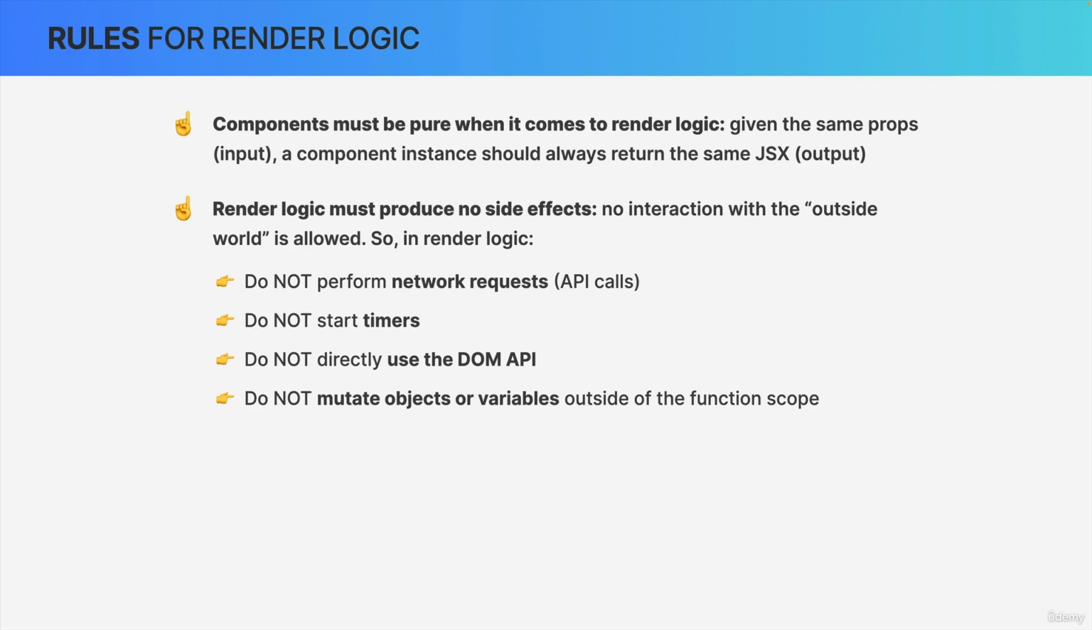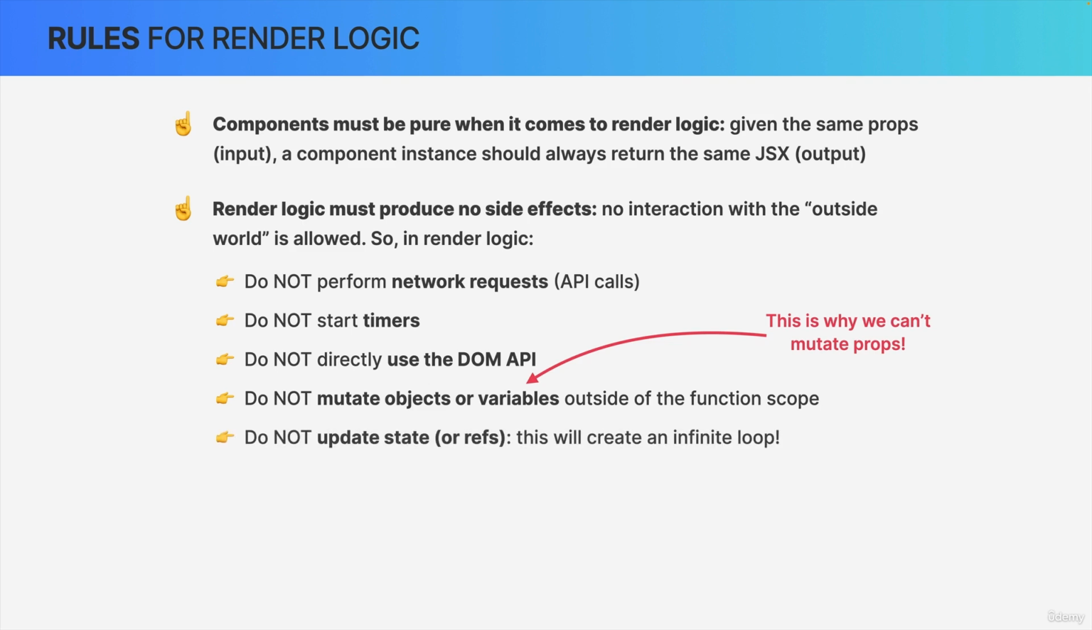And this is actually the reason why we cannot mutate props, which, remember, is one of the hard rules of React. And so now you know why that rule exists. It's because doing so would be a side effect, and side effects are not allowed. Finally, we really cannot update state or refs in render logic. And updating state in render logic would actually create an infinite loop, which is why we can never do that. State updates are technically not side effects, but it's still important for them to be on this list.